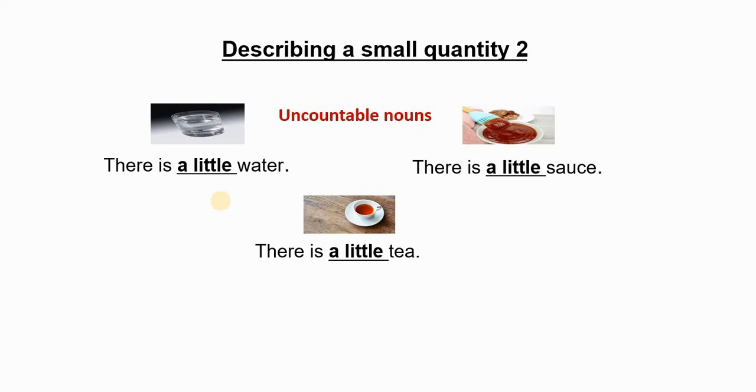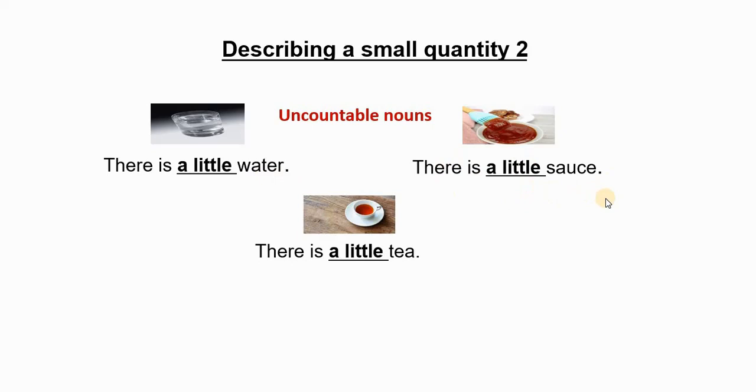And since an uncountable noun can only be singular, then the verb is also singular. So we say, there is a little water. We do not say, there are a little water, and the noun stays in the singular form. And it is the same here. There is a little sauce.